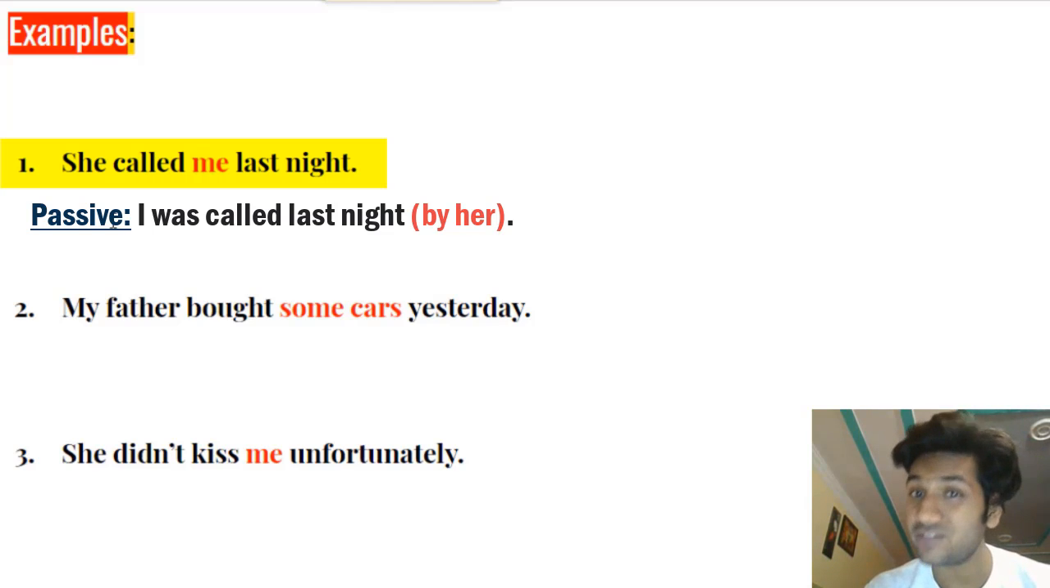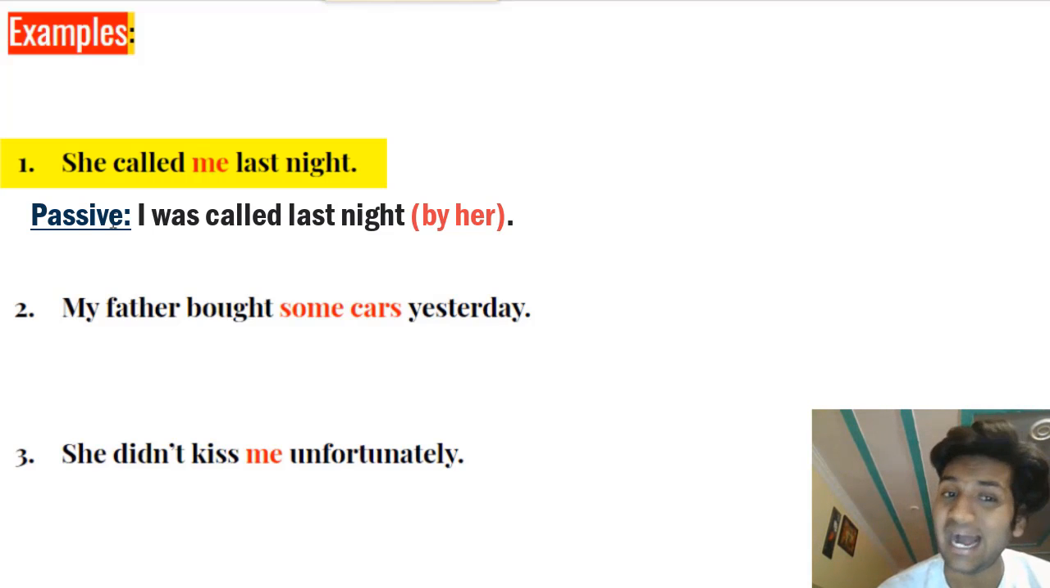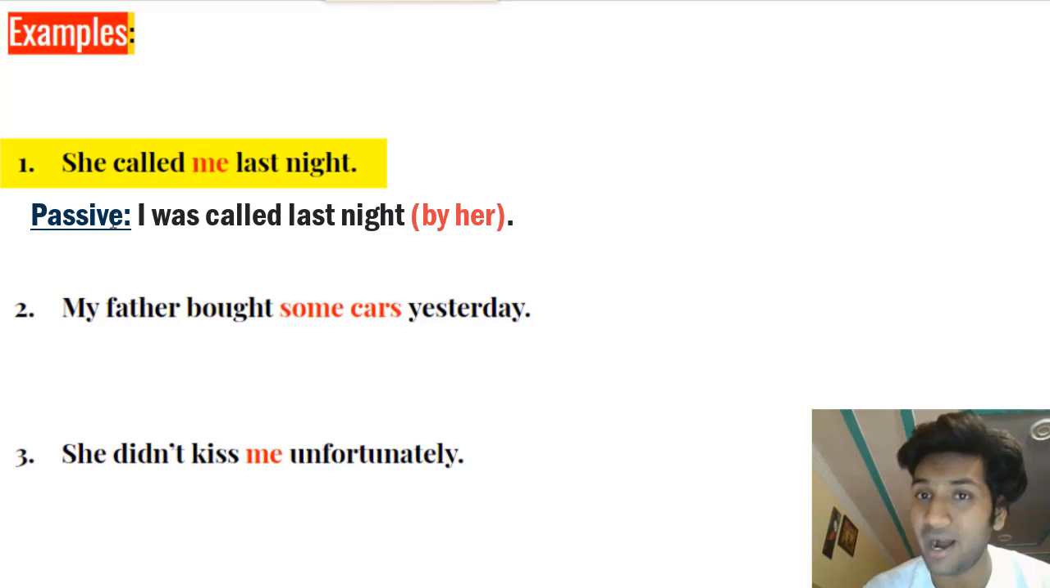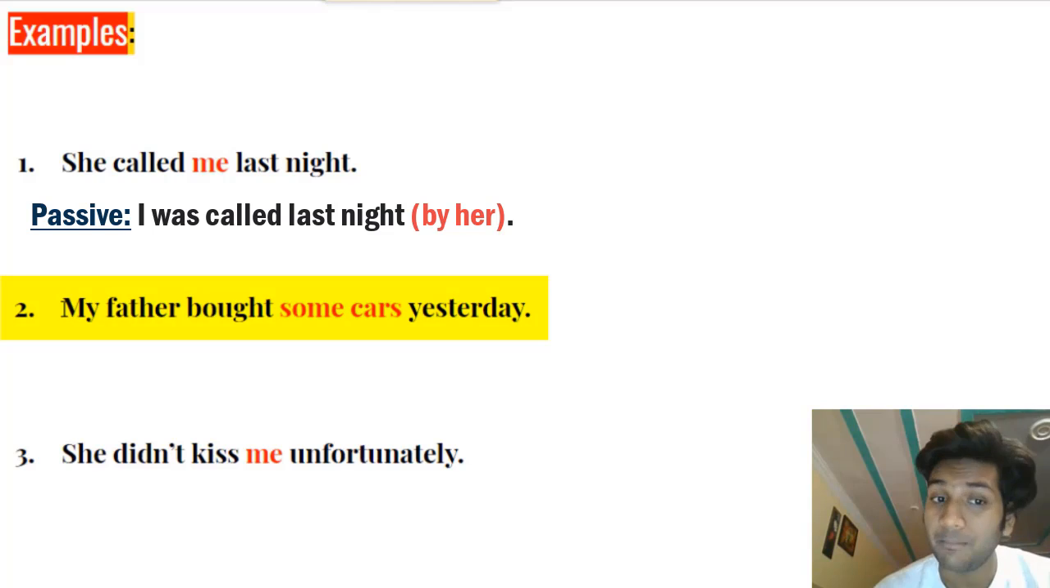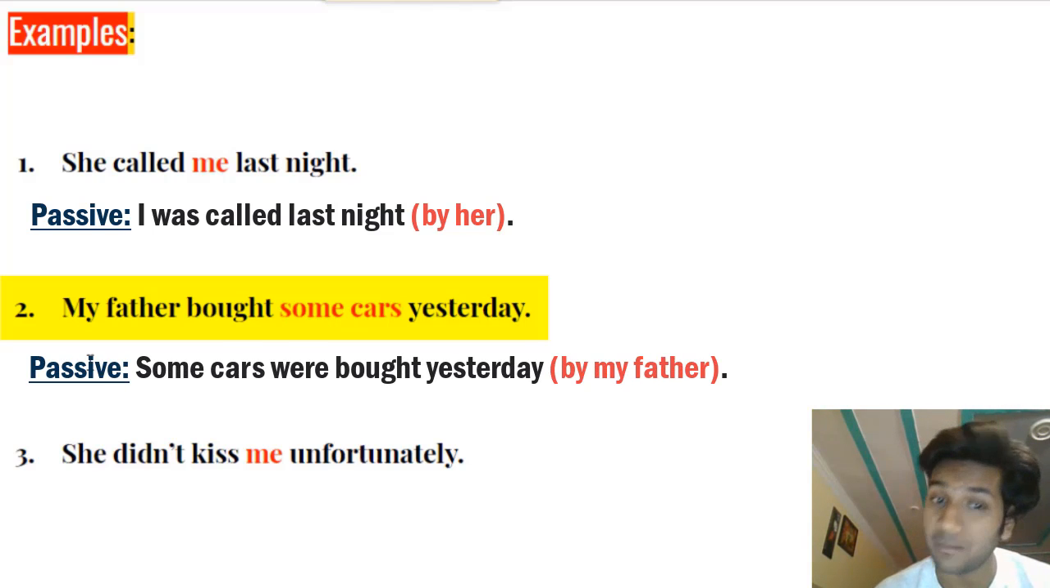If you want to mention the doer of the action, then use by plus the person who did the action. I was called last night by, she becomes her as the objective pronoun. I was called last night by her, or I was called by her last night. Simple. Second one, my father bought some cars yesterday. My father bought what? Some cars. The object, and it will become the subject in the passive voice. Some cars, what do we use with some cars?